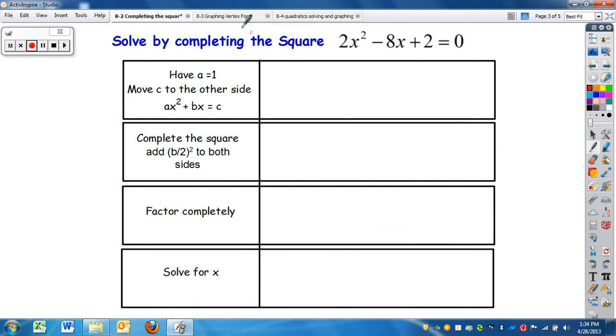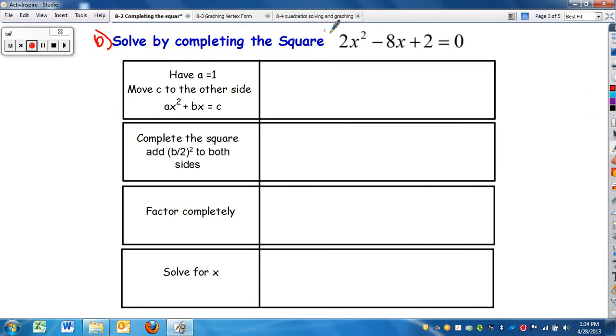Alright, so we're in our second example, so I guess you could say it's example B. Again, we need a equals 1, so the way we get a equals 1, because it's 2, is we divide everything by a. Well, now 2 divided by 2 is 1, so we get x squared minus 4x plus 1 equals 0. We need to move c to the other side, so you have x squared minus 4x equals negative 1.